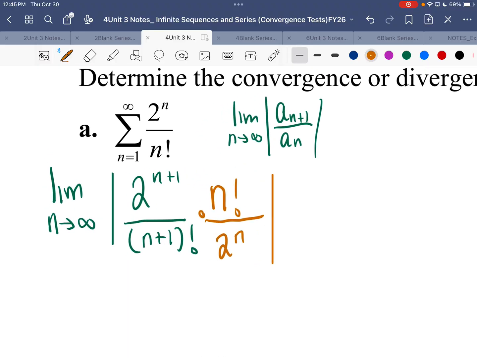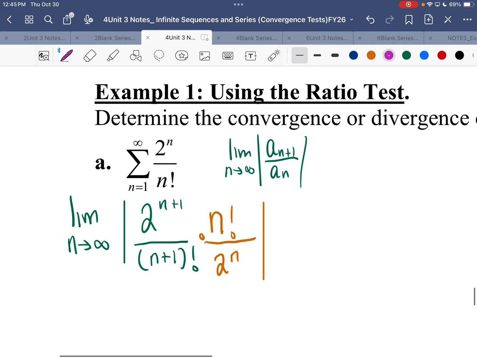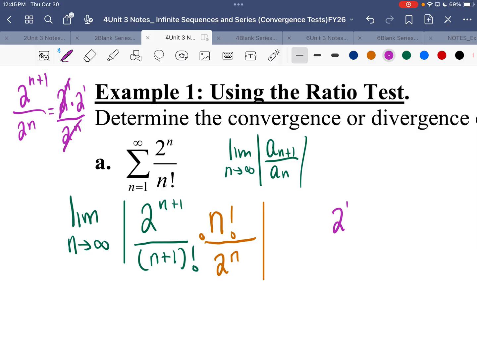Questions on what I've written so far? Okay, now we can simplify it. So simplifying these, make sure you realize if you have 2 to the n plus 1 over 2 to the n, that's the same thing as 2 to the n times 2 to the 1 over 2 to the n. And since everything is multiplying, you can cancel across the fraction bar. And you're left with 2 to the 1 in the numerator.